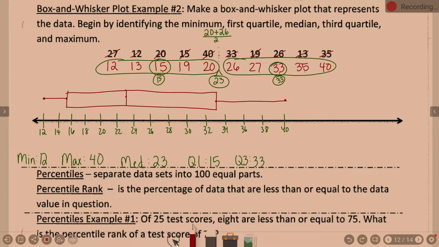Okay. So really short whisker over here. I'm looking at more numbers bunched up on the left side of the number line, whereas over on the right, they're more spread out. Okay.